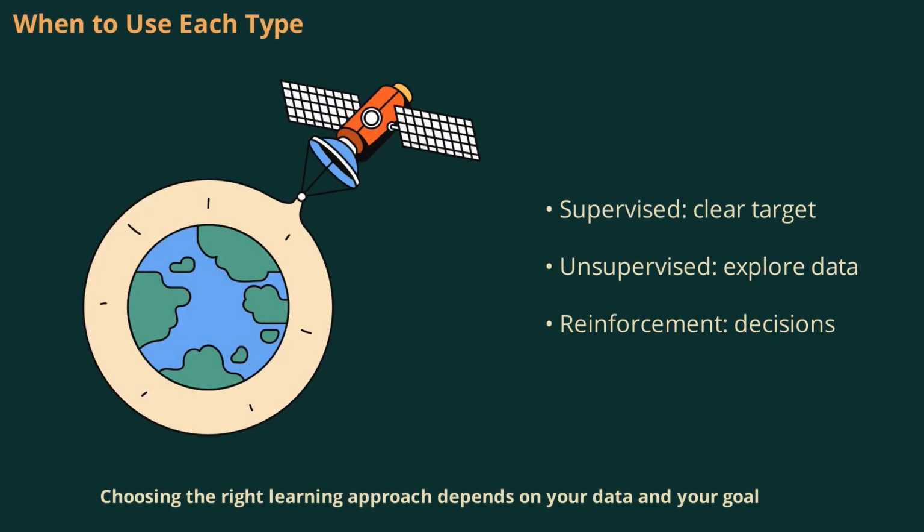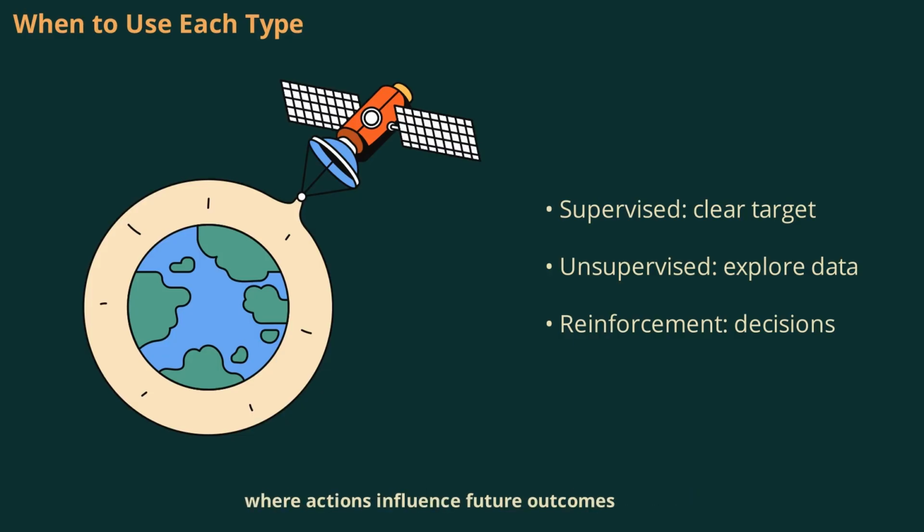Choosing the right learning approach depends on your data and your goal. Use supervised learning when you have labeled data and a clear prediction target. Unsupervised learning is best for exploring data and finding hidden structures. Reinforcement learning is ideal for sequential decision-making, where actions influence future outcomes. Understanding these differences helps you select the best tool for your specific problem.